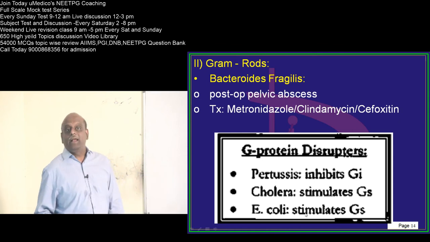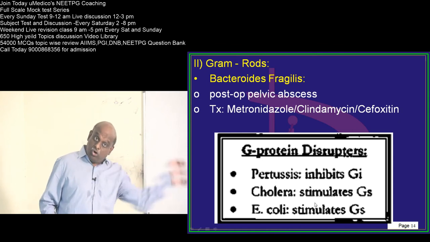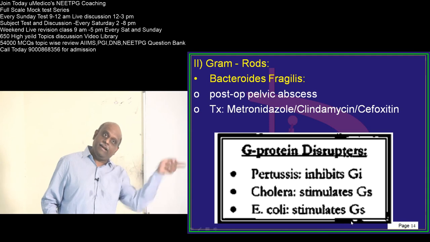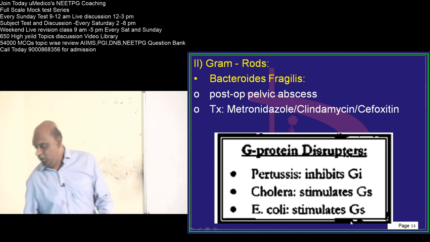E. coli also, like cholera, turns it on, that is, stimulates the stimulatory form of G, is what I want to underscore to all of you.